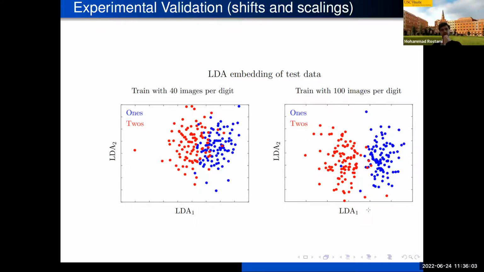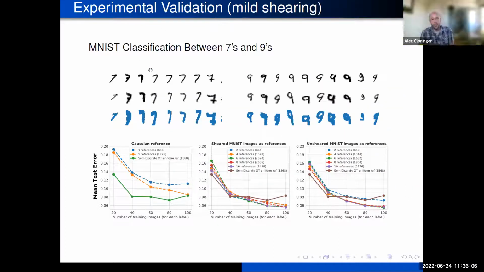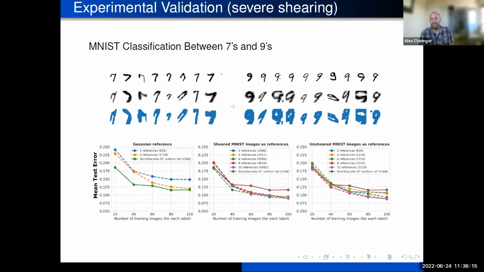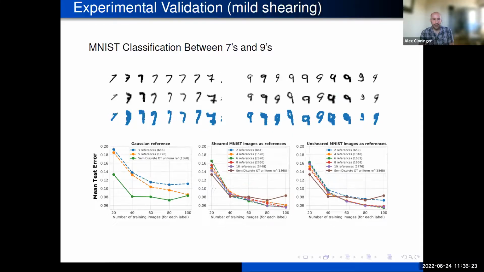That's all that's needed. So I also said that we could have shearings. So now I can shift an image, I can scale an image, I can shear an image. So these are examples of 7s and 9s, and these are examples of extreme shearing between 7s and 9s. And this is again the number of training images that we use versus the classification error. We wind up being able to greatly reduce the classification error very quickly as a function of the number of points we sample. Because again, it's a linear classifier.